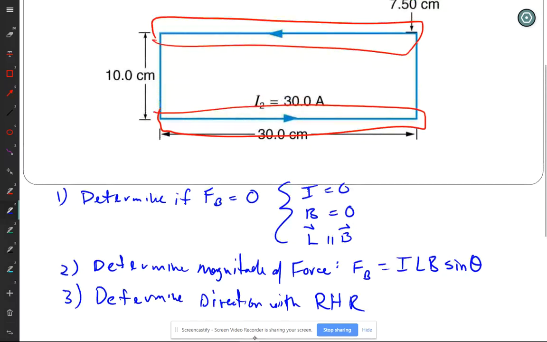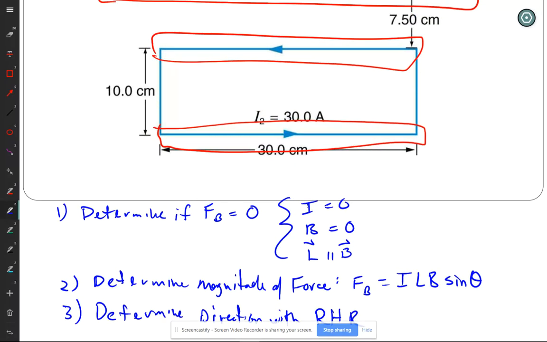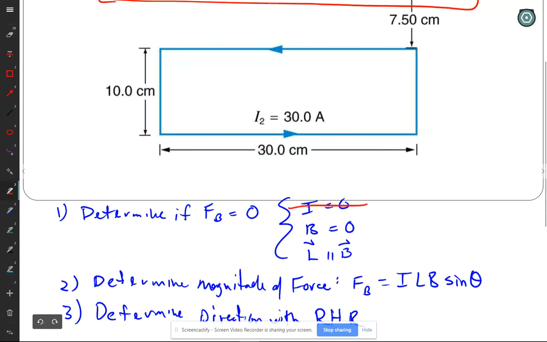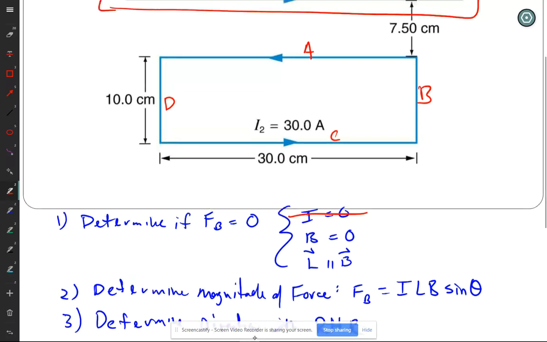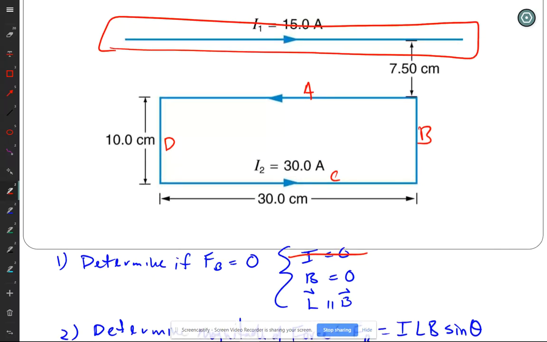Okay, so let's look at these. And notice for part A, determine if F_B is equal to 0. We can right away say the currents are not 0 in anything. So that is not the case in any situation. I'm going to label these sides, side A, side B, side C, and side D. So the next question, is the magnetic field going to be 0 due to the top wire on any of those sides? The magnetic field strength.